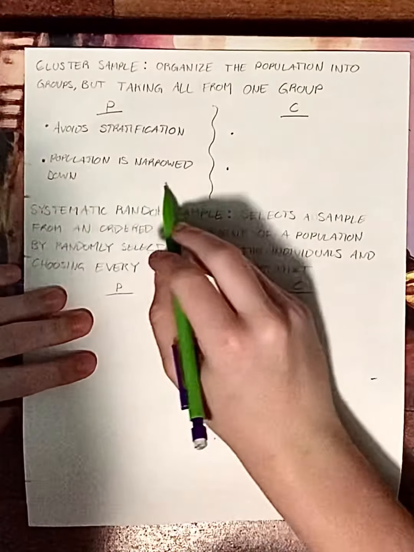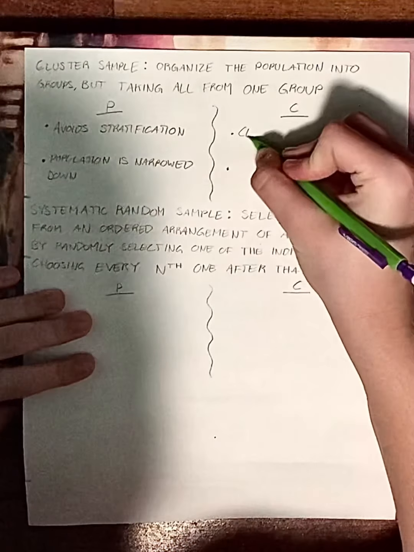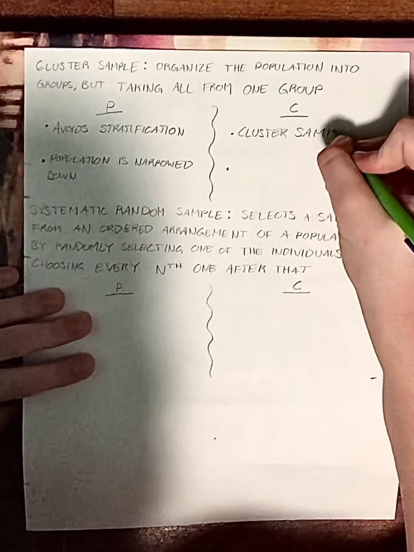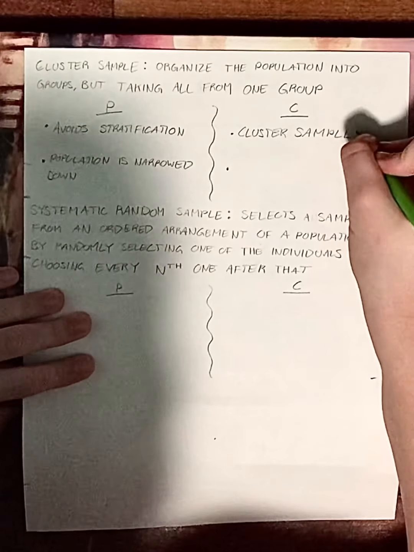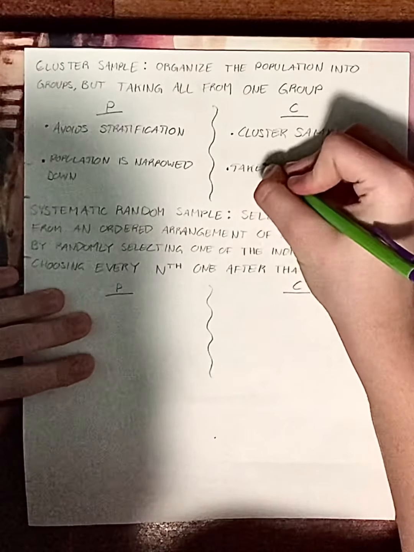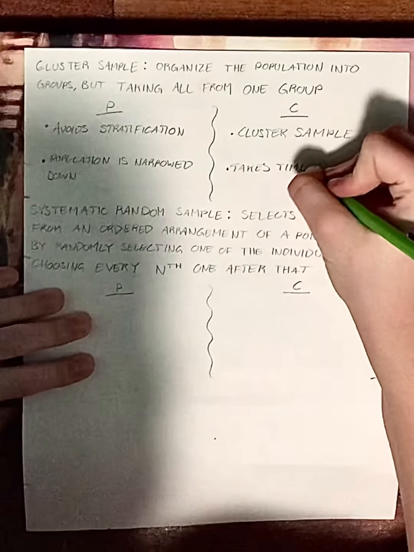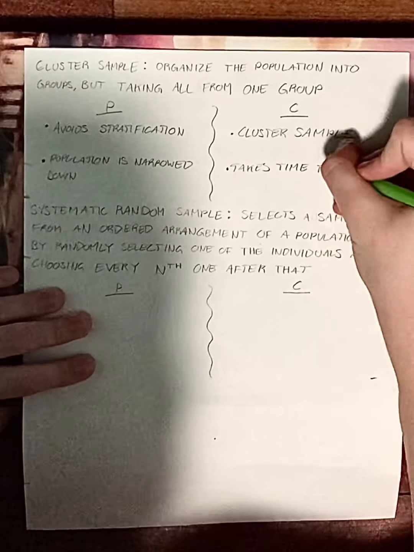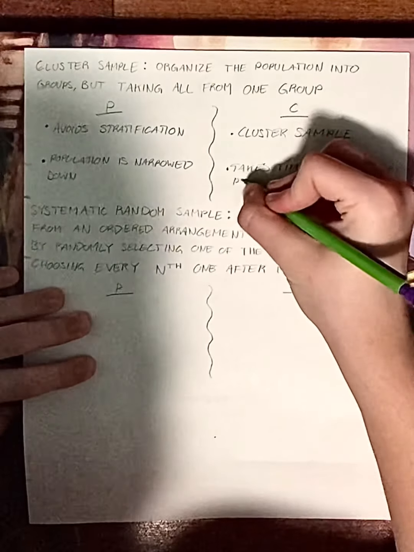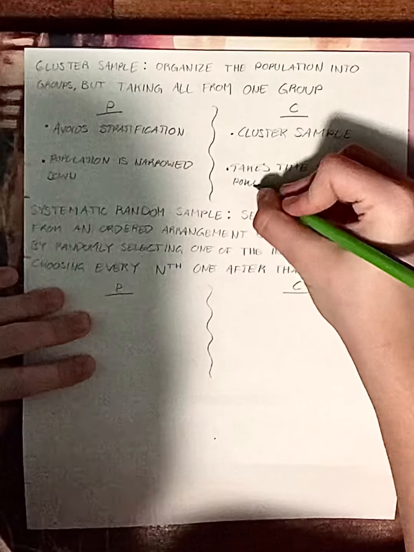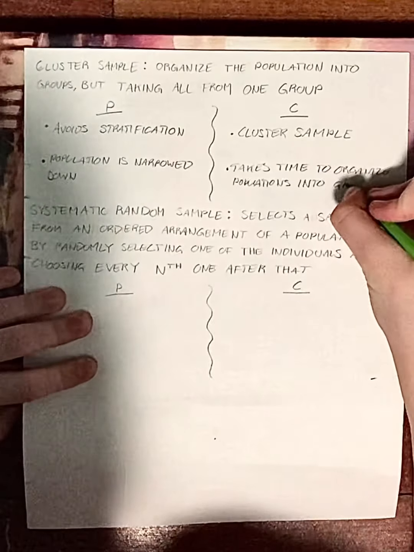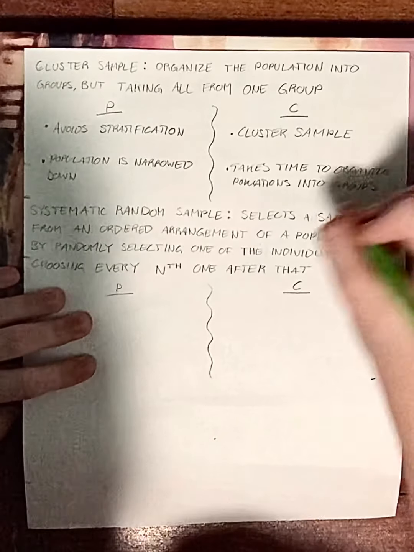Another sample is the cluster random sample. In a cluster sample, you organize a population into groups, but take all from one group. Cluster is the same thing as stratified sample, except for one key thing. What is that? If you answered something along the lines of that, you will take all from one group instead of some from all, then you are correct. The pros of a cluster sample is that it avoids stratification and the population is narrowed down. The cons of a cluster sample is that it's a cluster sample and it may take some time to organize populations into groups.